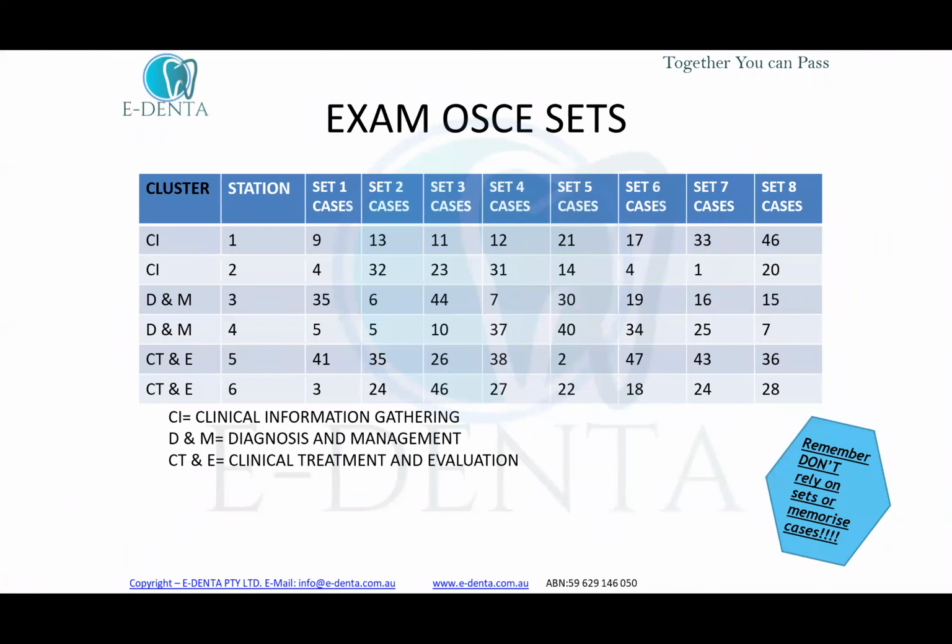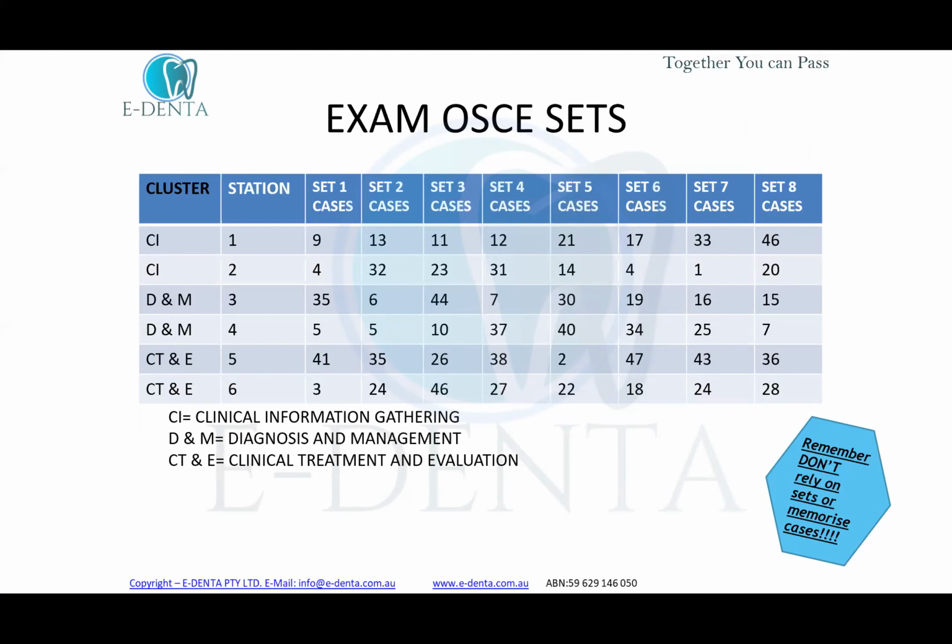Okay, so exam OSCE sets. Guys, this is what you're going to find, these numbers. It's from the OSCE Communication folder that we have given all of our candidates, the E-DENTA candidates. This is not for you to memorize. This is not for you to follow blindly. This is what's coming in the exam. It's usually coming in sets.